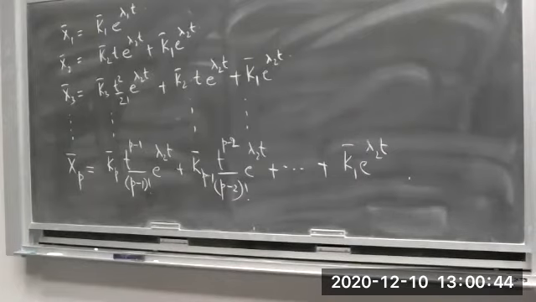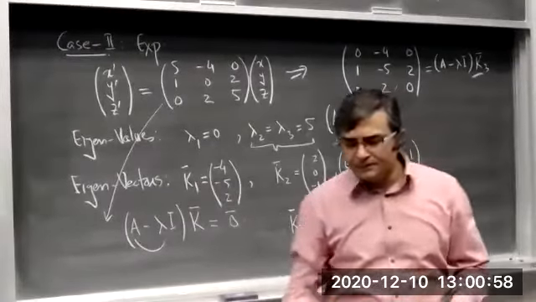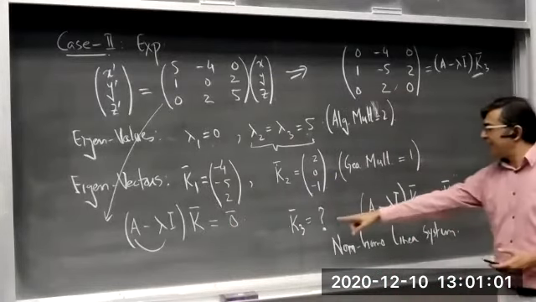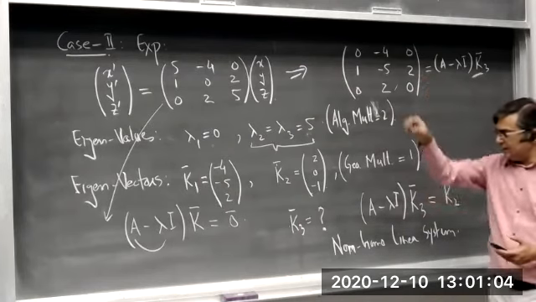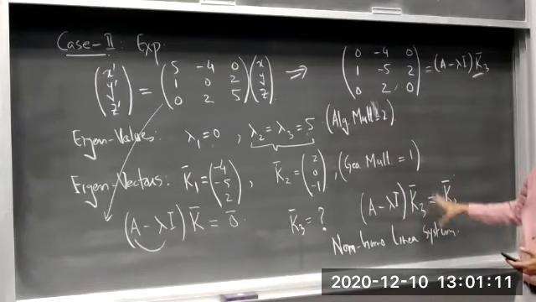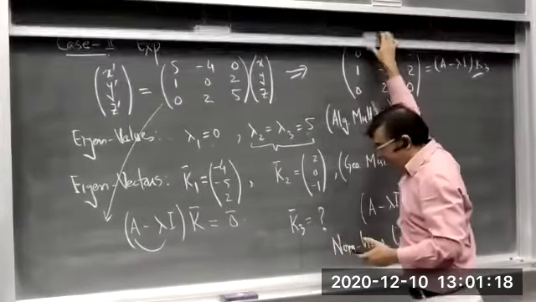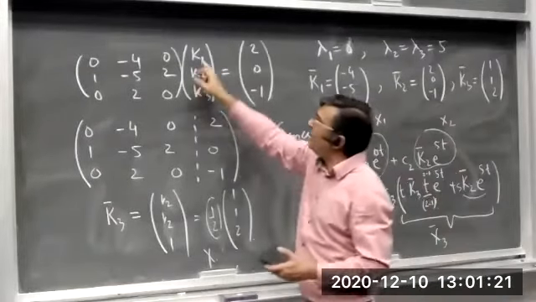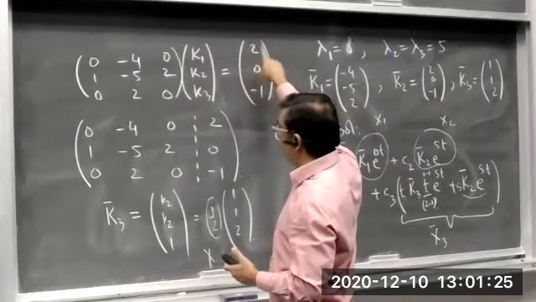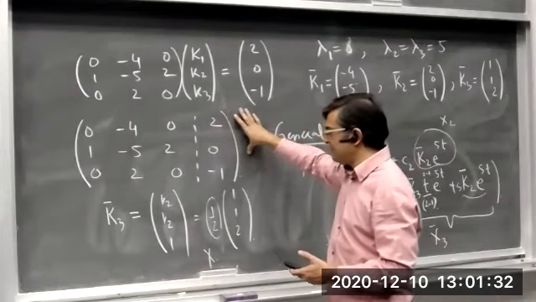Now, in order to find k3, we use the procedure: A minus lambda I times k3 is equal to k2. We put k2 here, because we have already calculated k2, and we obtain this non-homogeneous linear system. After solving this non-homogeneous linear system, we obtain k3.